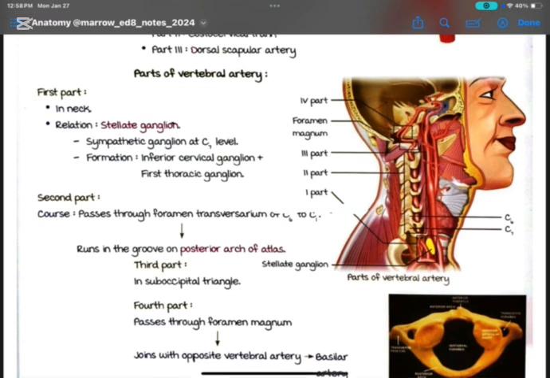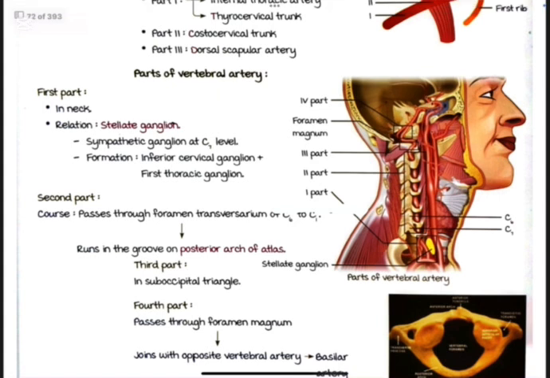Part of the vertebral artery. First part in neck. So here is the vertebral artery. First part in neck, relation: stellate ganglion is in front of it. Stellate ganglion is a sympathetic ganglion at C7 level. Formation: inferior cervical ganglion plus first thoracic ganglion.